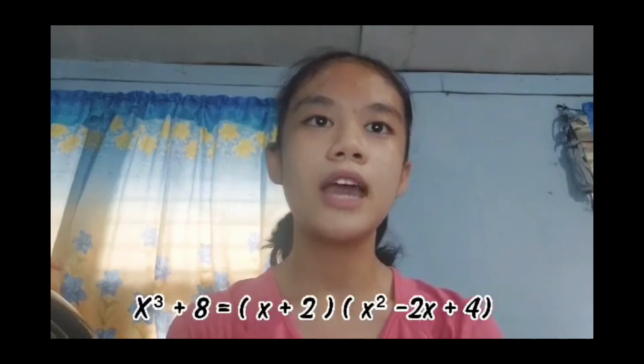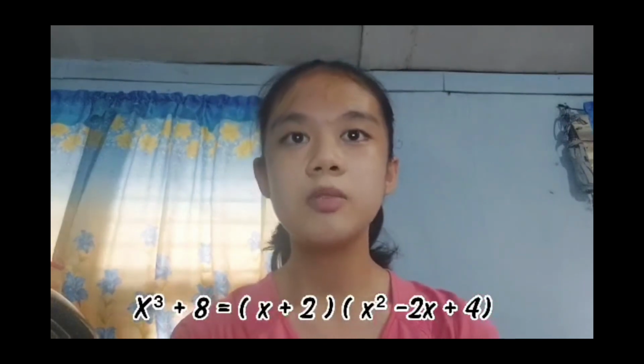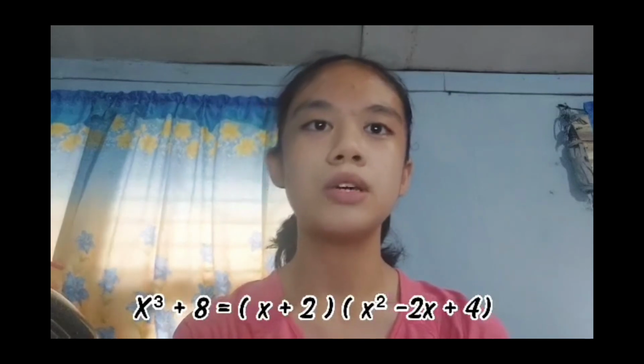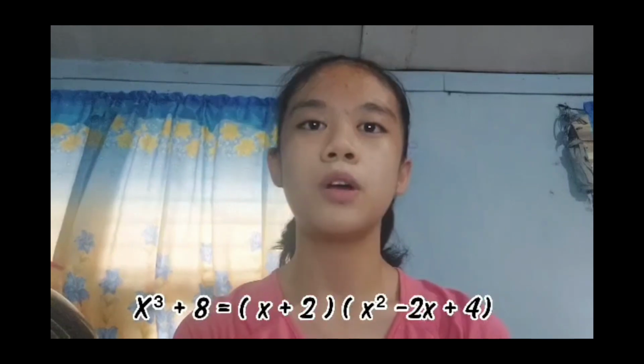So, a plus b is going to be x plus 2. a squared is x squared. a times b, or x times 2, is 2x. And 2 squared is 2 times 2, so 4. And this is how you factor the sum and difference of two cubes.